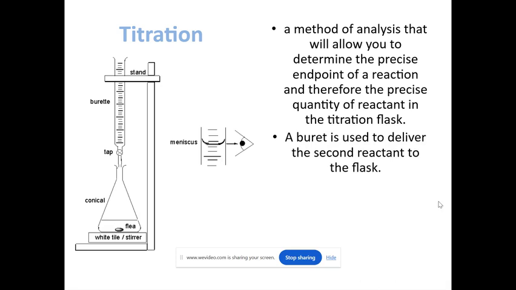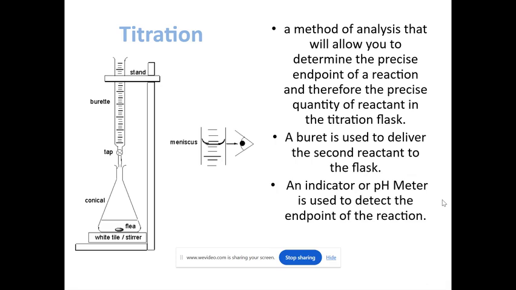Okay. So it says a burette is used to deliver the second reactant to the flask. All right. So we just talked about that. And an indicator or pH meter is used to detect the endpoint of the reaction. So we are going to be using the indicator. Like I said, we're looking for a color change.